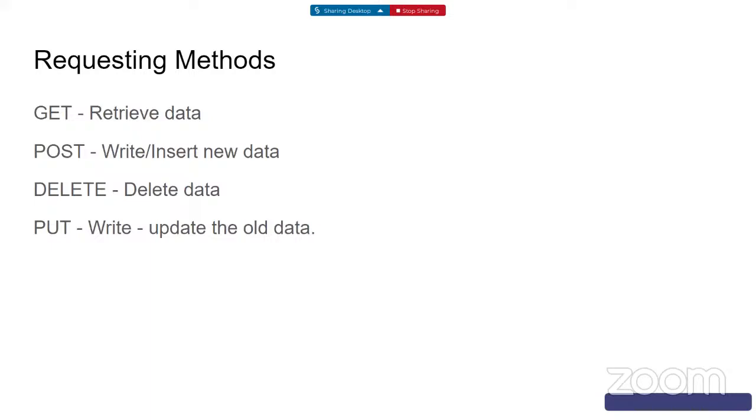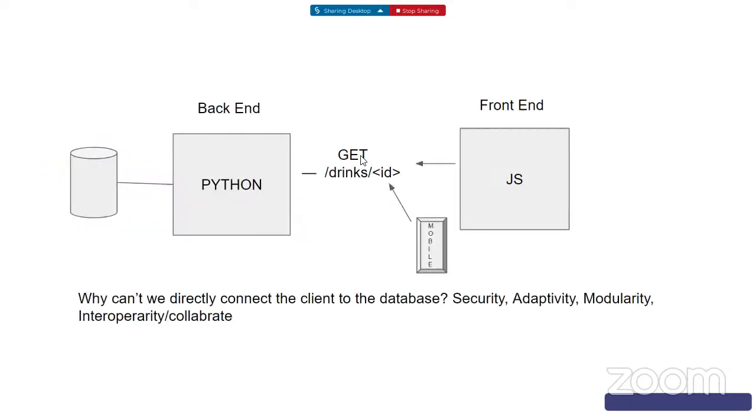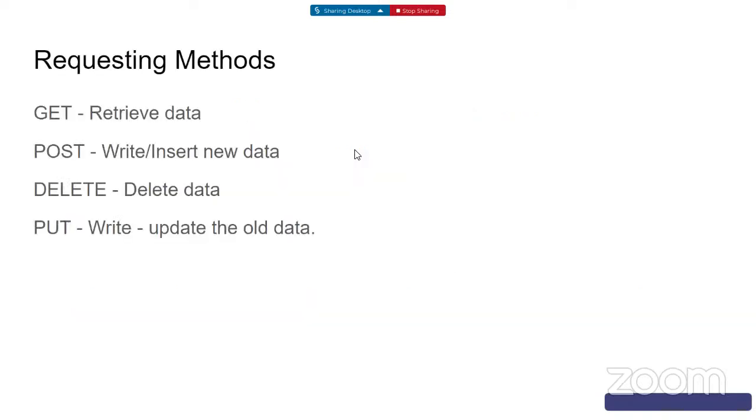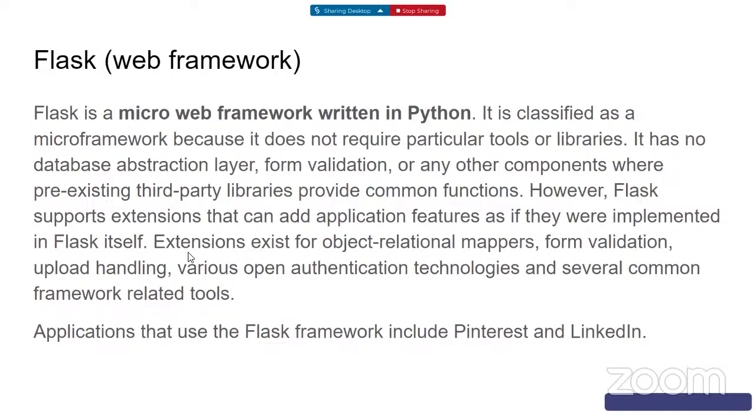I guess we are all very familiar with these requesting methods for common APIs. The first one is GET, which means fetch the data. POST, like INSERT in SQL, means insert new data. And DELETE and PUT mean update the old data. Right. Next one I want to mention is the Flask web framework.